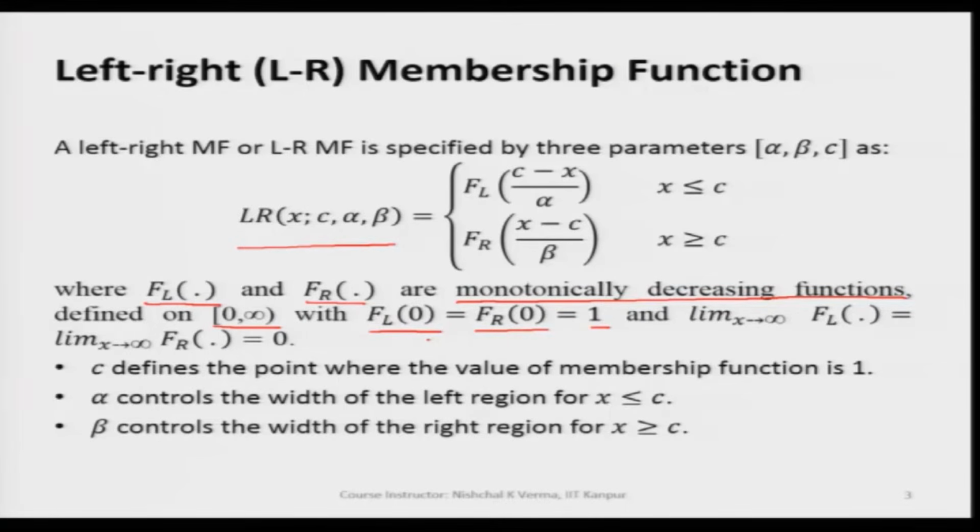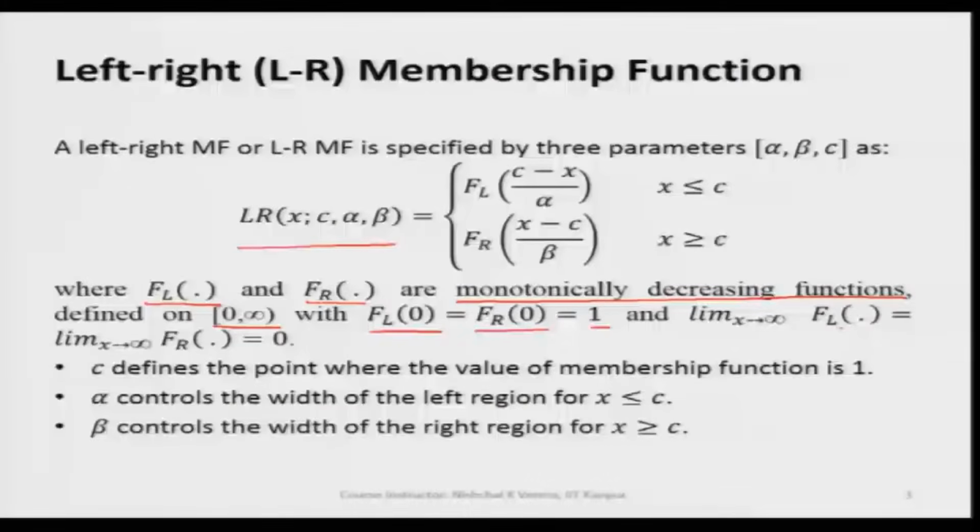What this means is that for both the functions, when we take the argument as 0, the value will be equal to 1, and when x is tending to infinity, both FL and FR will give you 0.